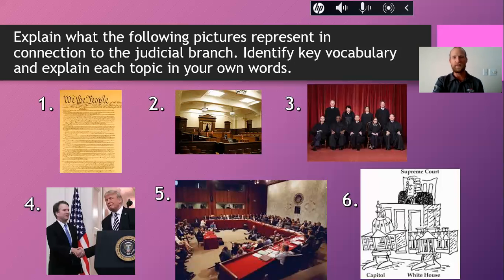So number 5, the answer could be a Senate confirmation hearing. It could be the Senate approving or confirming an appointment for the Supreme Court. That's what I was going for. Probably not what you got, but hopefully that makes sense now.